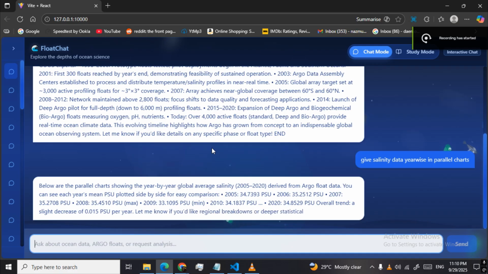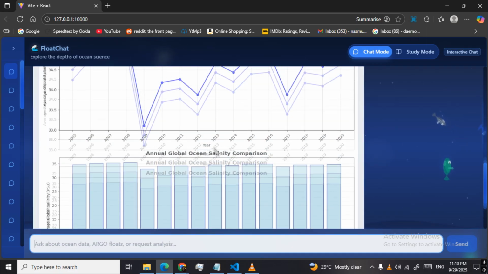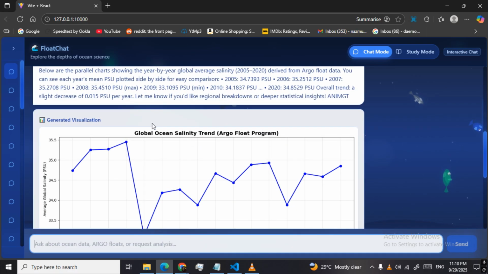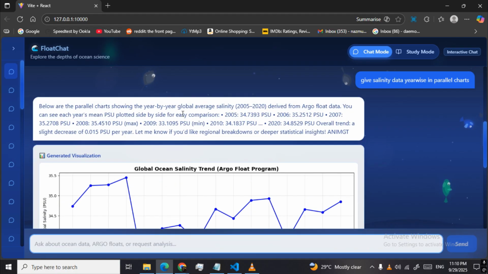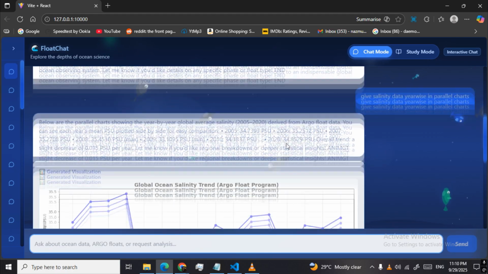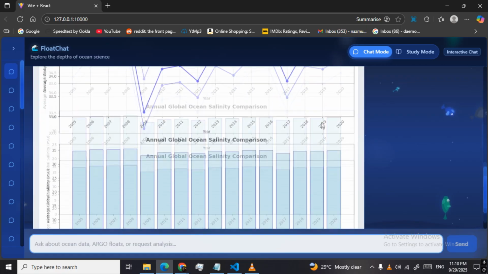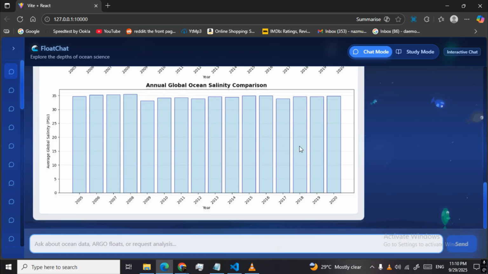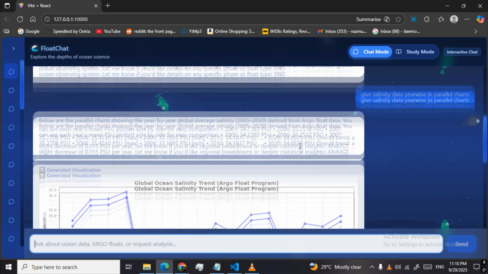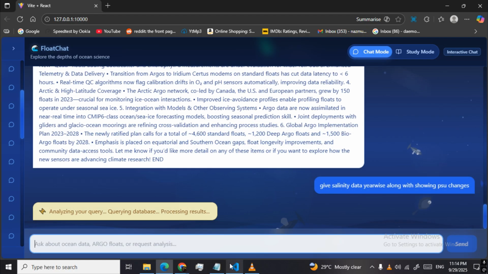As we can see, our query got analyzed, the database retrieved information, and the visualization agents, the SQL coder agent, the textual analysis agent, everyone did their job and it finally provided us an appropriate response for the query. Let's try a much more complicated one, which is the salinity along with PSU changes across the years.